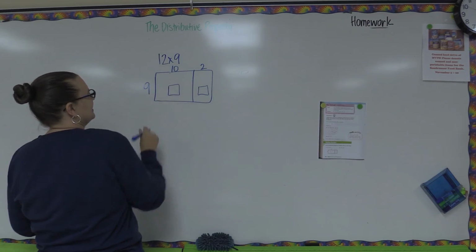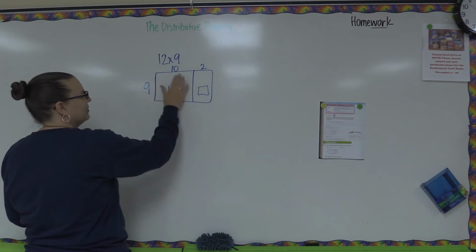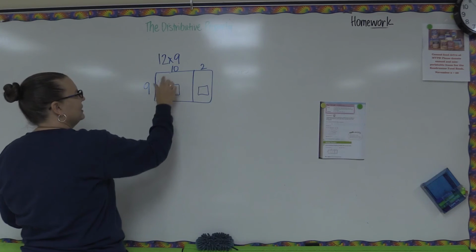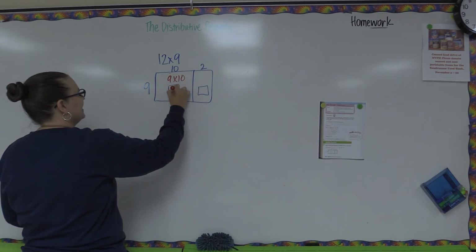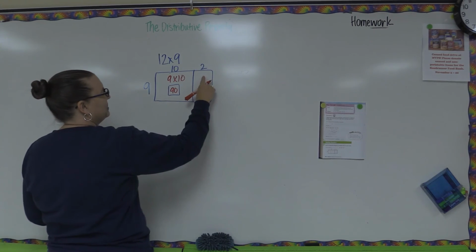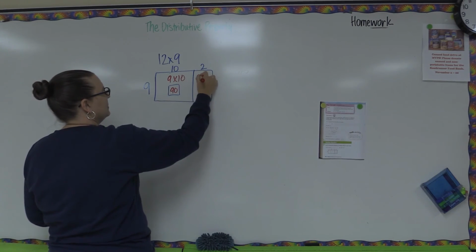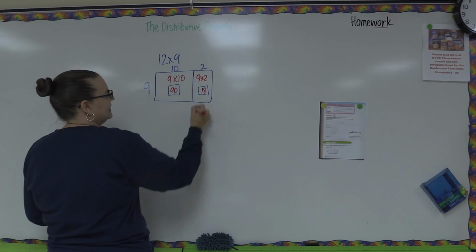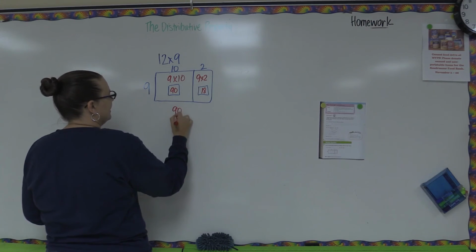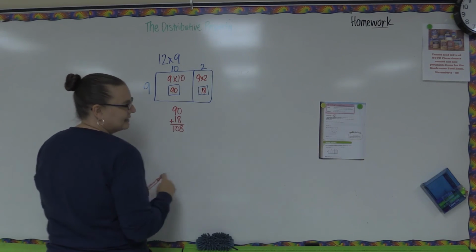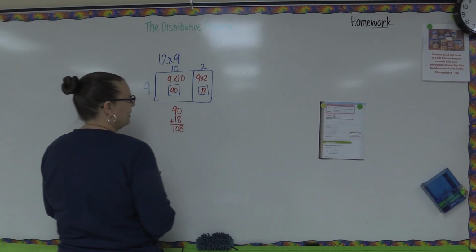So this box, almost like the shape of an array, we're finding the area of this box. So it's 9 times 10, and 9 times 10 is 90. And this box is going to be 9 times 2, which is 18. And then we have to add those totals, right? So 90 plus 18 is 108. All right, so we've got our answer to that one.